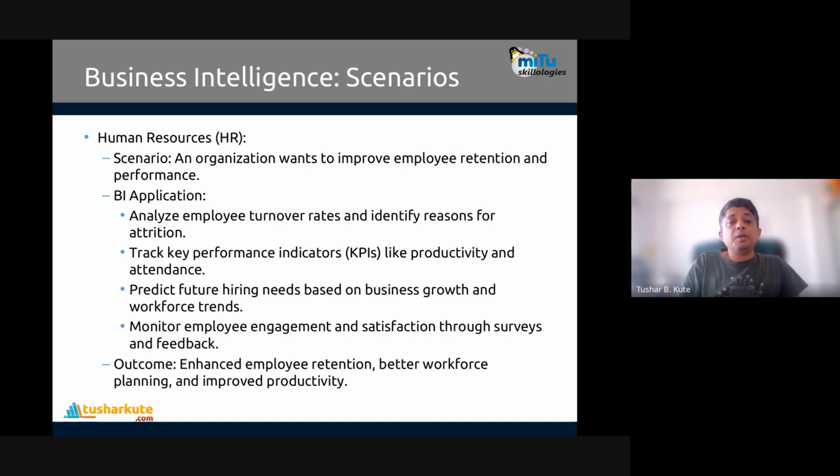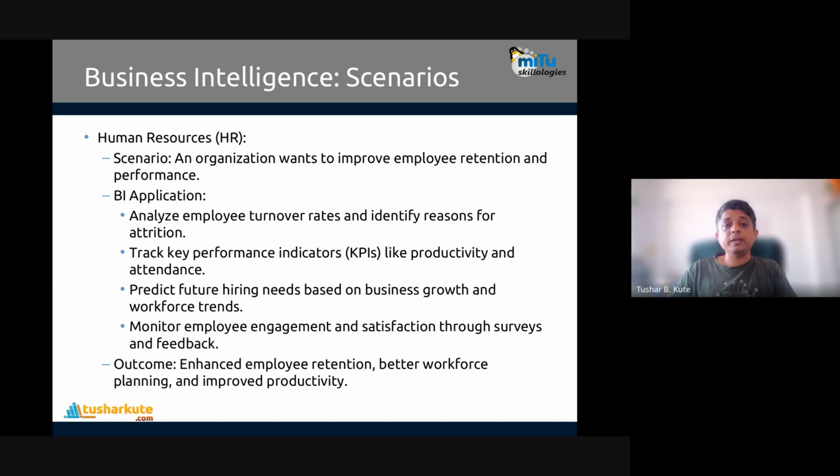Okay, we can analyze employee turnover rates and identify reasons for attrition. Both can be analyzed. We can even provide KPIs, key performance indicators, like what the productivity of an employee is and what their attendance is. That can be tracked and analyzed with the help of BI tools.